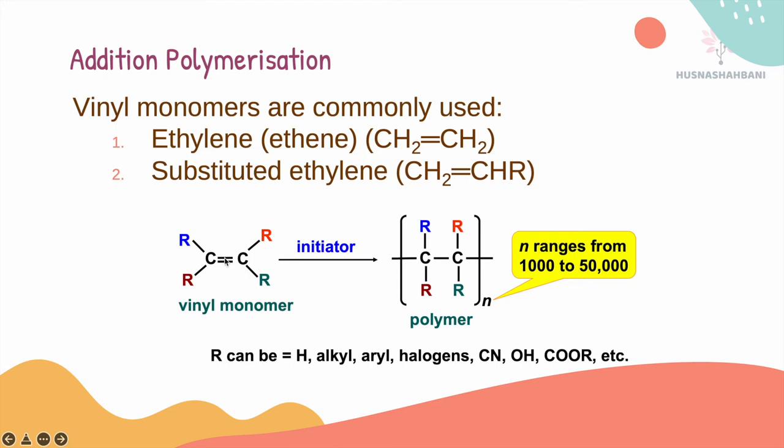One of the bonds in this double bond will be broken: one electron will be given to this carbon, and another electron will be given to the other carbon, leaving a carbon-carbon single bond in the product. Each carbon receives one electron from the double bond. And this is how you draw a polymer. Make sure you have the bracket, and the line slightly exceeds the bracket line. That's how you draw the polymer. This n ranges from 1000 to 50,000.